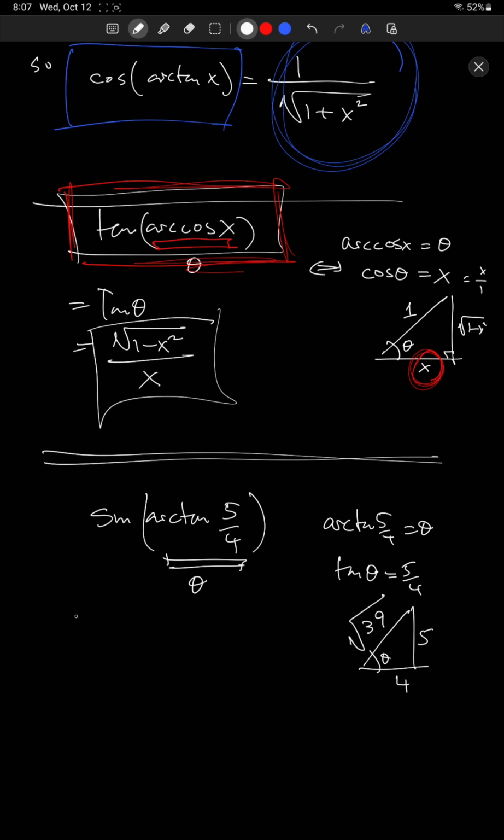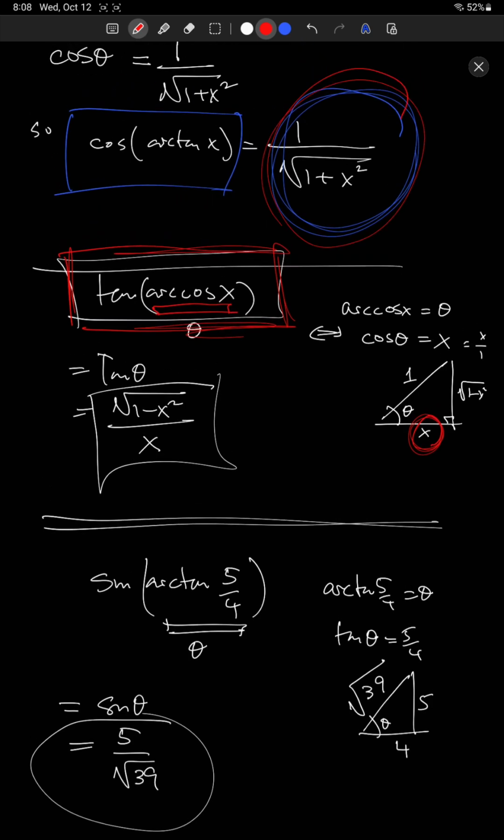And so we end up with this being equal to sine of theta. Again, referring to our triangle, sine of theta is opposite over hypotenuse, 5 over the square root of 39. So we can calculate this really easily without having to think too hard about the actual values of sines and arctangents in this problem. Okay, so this is a very neat trick. And again, in calculus, the actual formulas for these functions are really important.